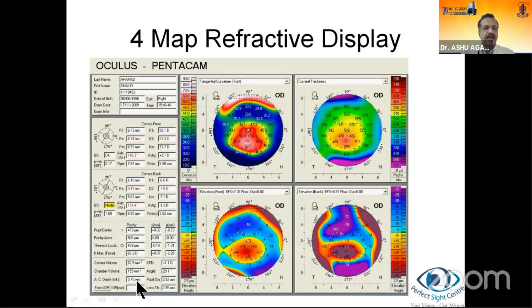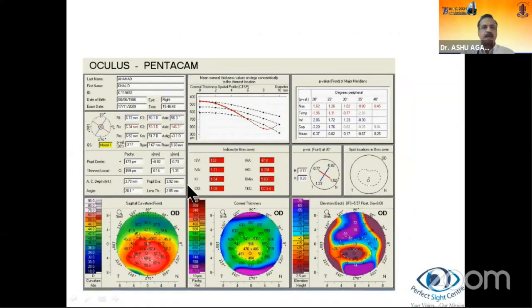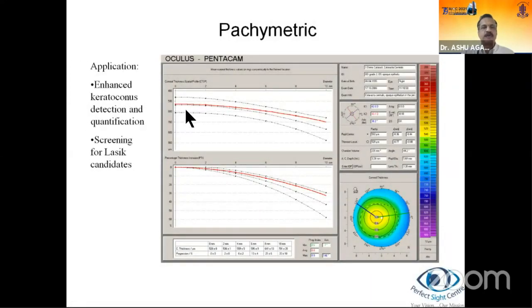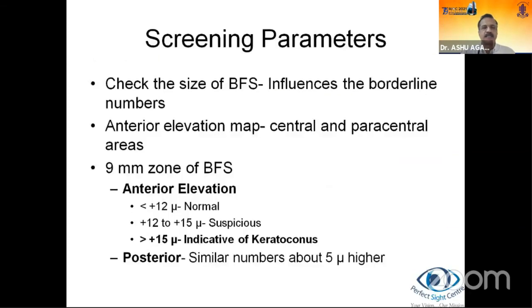the anterior chamber depth. So this is another display where the keratoconus indices are given, and the pachymetric display is also given, which basically gives us pachymetry across the surface of the cornea, and you can see how the pachymetry changes across the surface of the cornea, and it's a good screening tool for LASIK patients.